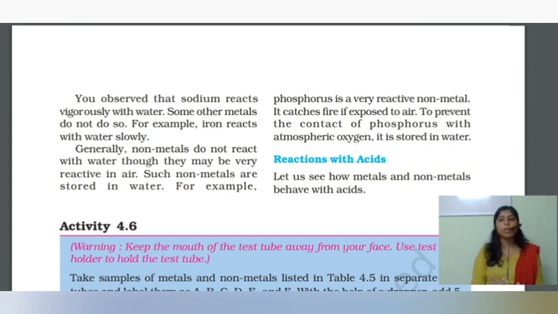Okay. All of you read the textbook thoroughly and also don't forget to fill in tables 4.1 and 4.4.